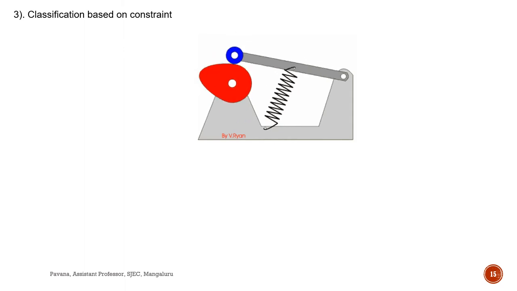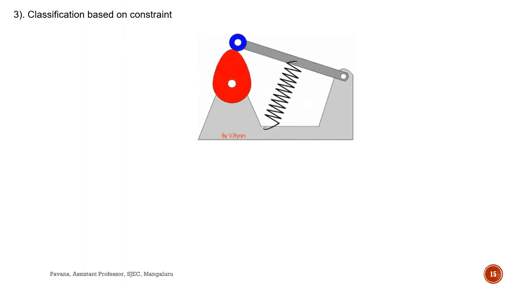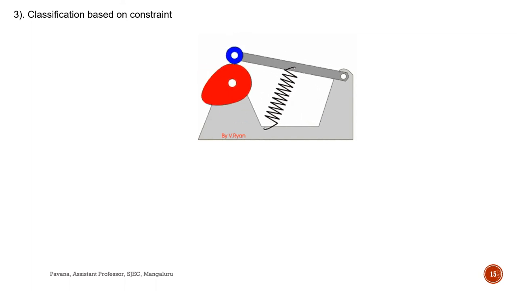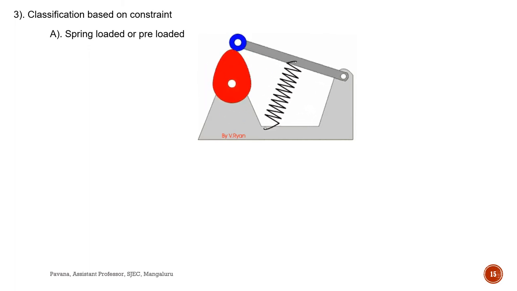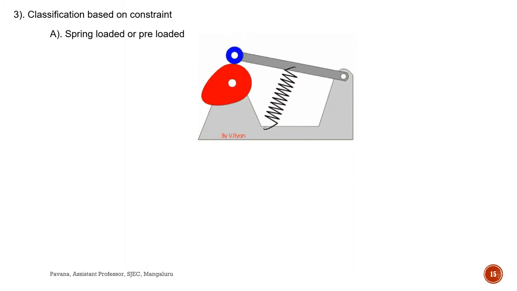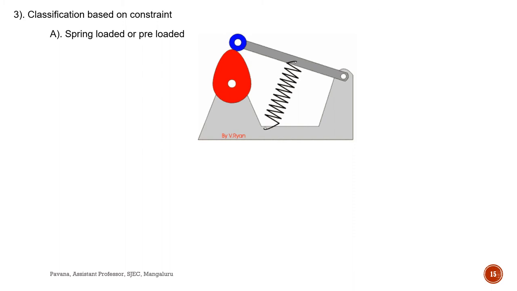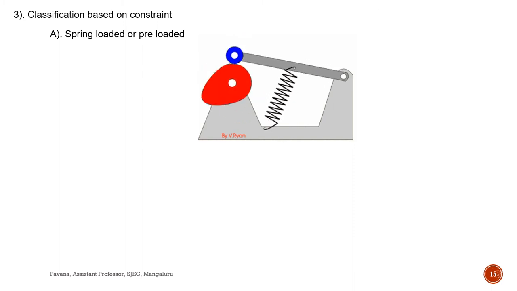Next one, based on the constraint. Constraint, we already know what is a constraint. Is a condition which holds the follower. So based on that we have two types here. One is spring loaded or preloaded cam. You can see the diagram or the animation here. A spring is connected to keep the follower and cam in contact. Okay, because of the spring force, follower comes back to the original position. So spring pulls the follower back to the original position.